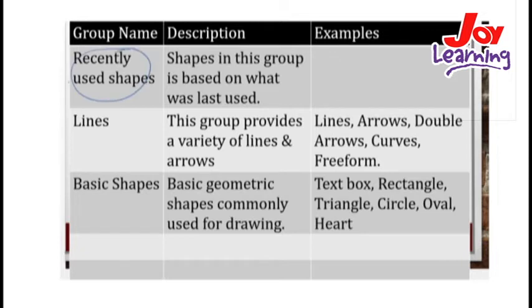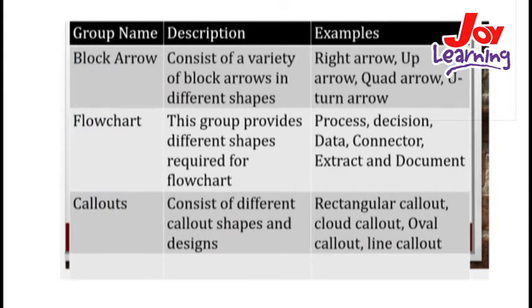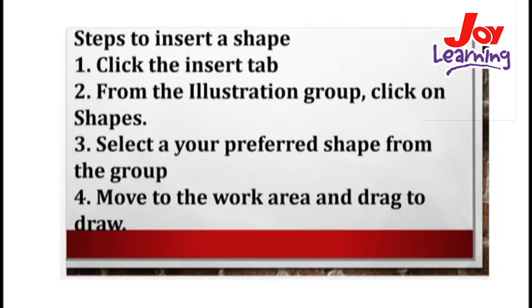You have the recently used shape. We have the lines group. We have the basic shape group. We also have the block arrow group. We have the flowchart. We have the callout. So you select your preferred shape from any of the tools, then you move to the work area, then you drag and drop.